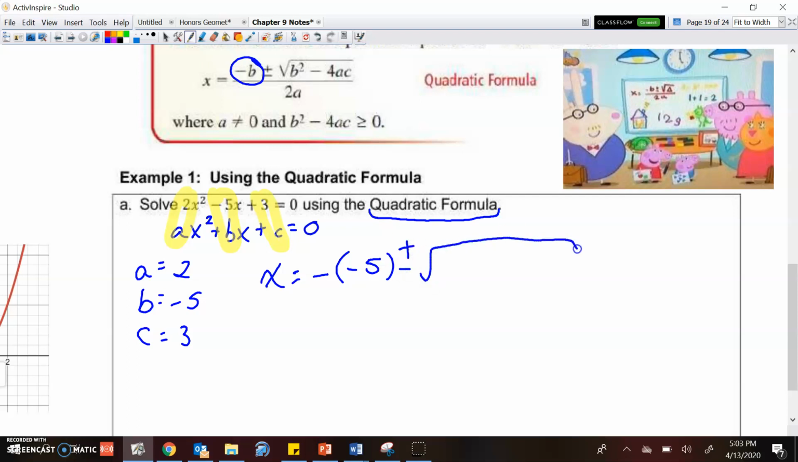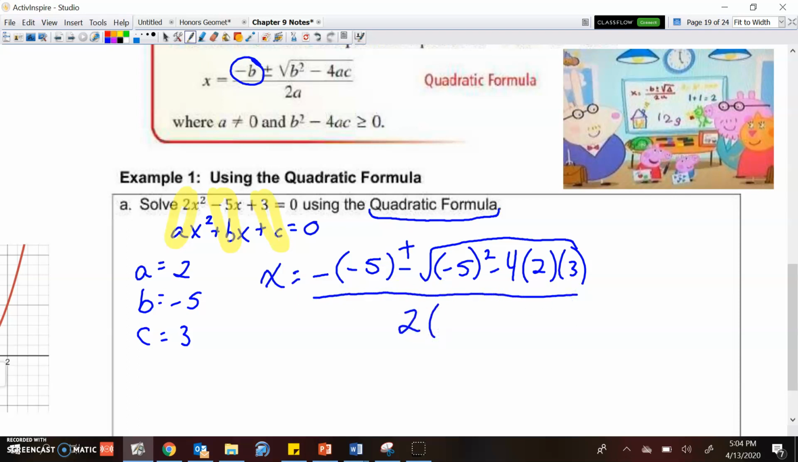plus or minus the square root of b squared. So that's -5 squared minus 4. My a value in this case is 2. And my c value is 3. And I put all of that over 2a. My a value again is 2.